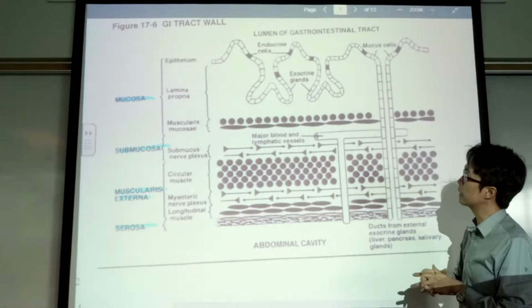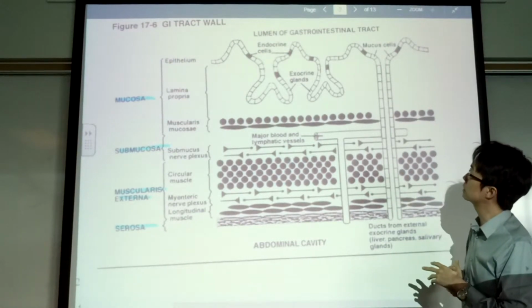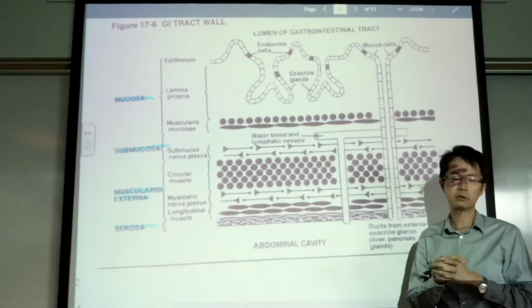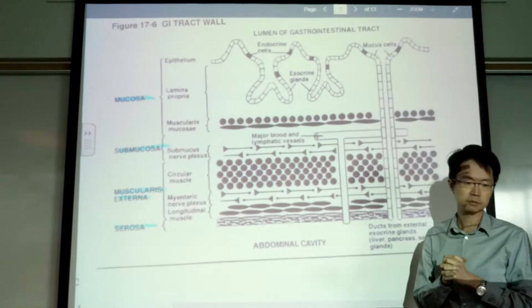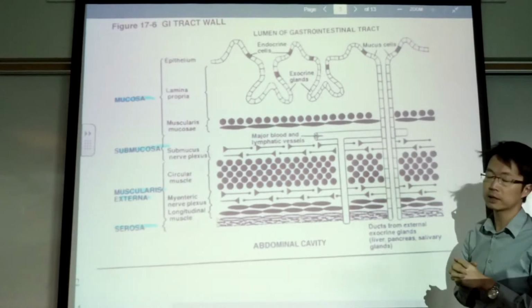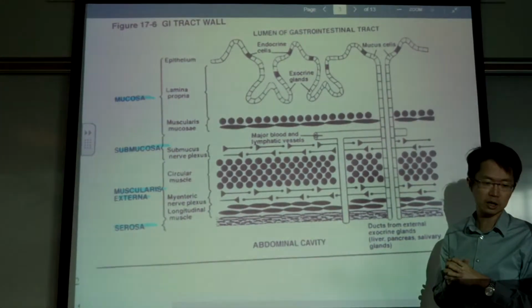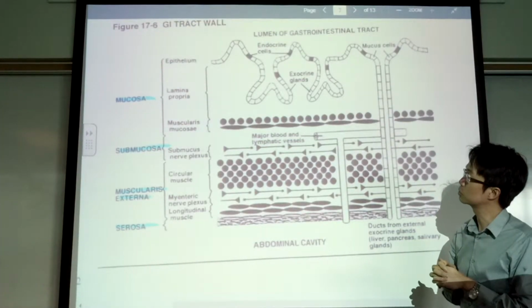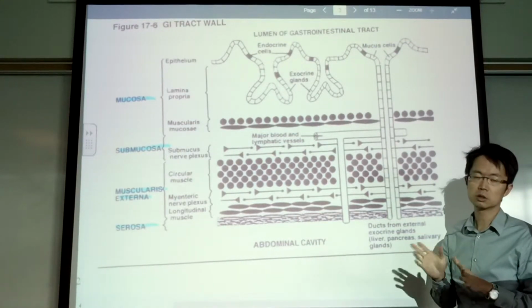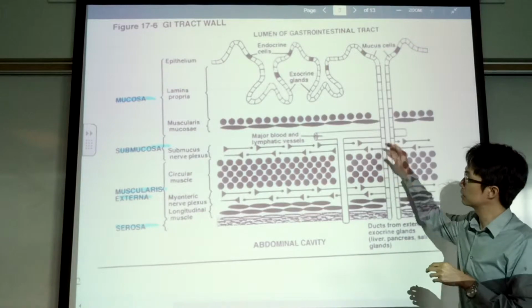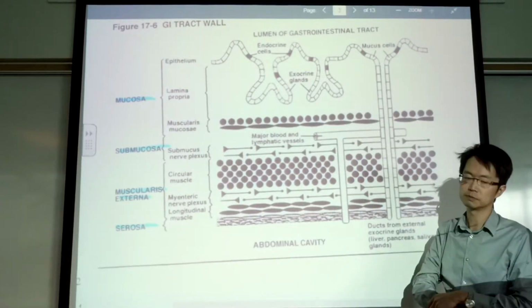So epithelium, it has the endocrine cell, it also has exocrine cell. Most importantly, it has the mucus cell. The mucus cell, we call them goblet cell, if you remember from your anatomy. Exocrine gland mainly secretes digestive enzyme. Endocrine cell, that I'm not sure. Lamina propria is basically all the tissue filling in between epithelium and the muscularis mucosae. Muscularis mucosae is a thin layer of muscle here.